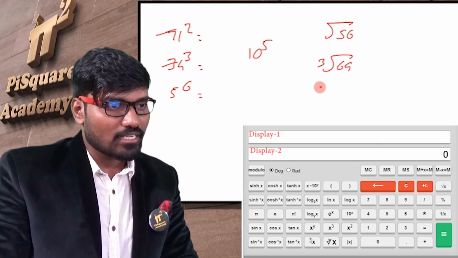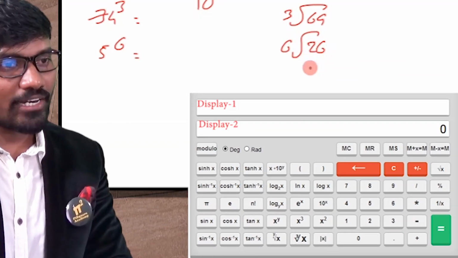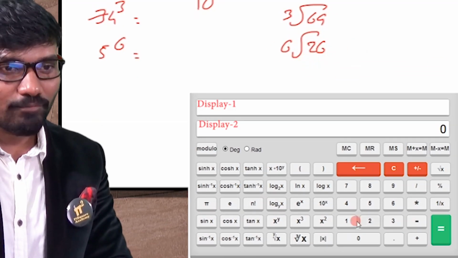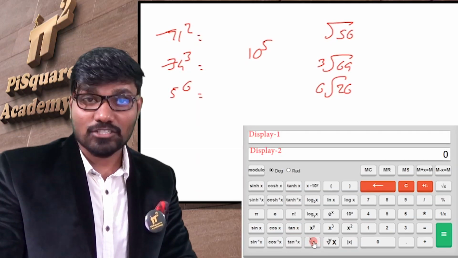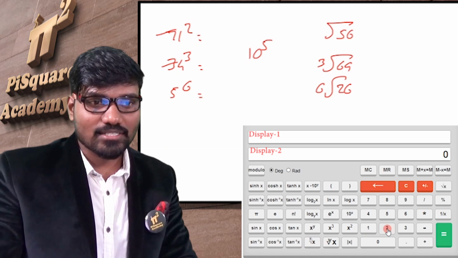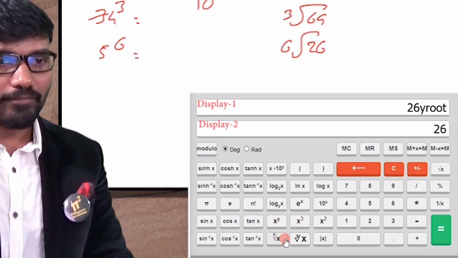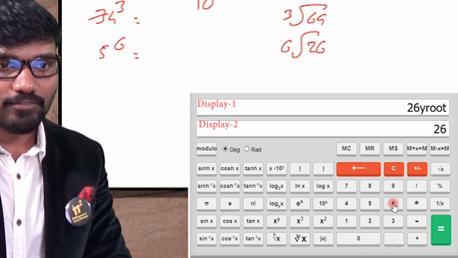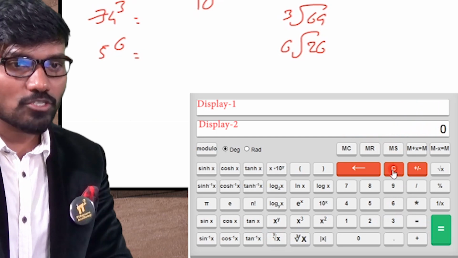I want to find, suppose, 6th root of 26. First you need to identify this kind of function, whether you have it or not. Look at this. Yeah. See here, y root x. X first. X first means 26 first. Then hit this. Then it will ask for the value of y. Okay, y value is how much? 6. This is the answer. Okay. Let's clear it. Let's go for the next one.